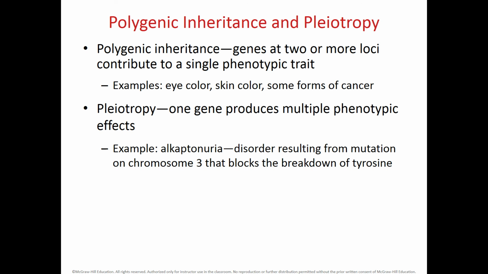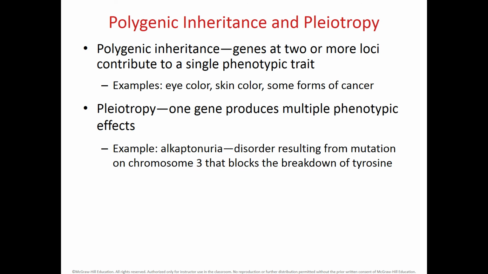And then these are harder to trace because many of these genes at different chromosomes contribute to the disease or the trait, and sometimes it's very complicated to trace what is going on. So examples of polygenic inheritance are eye color, skin color, and some forms of cancer.